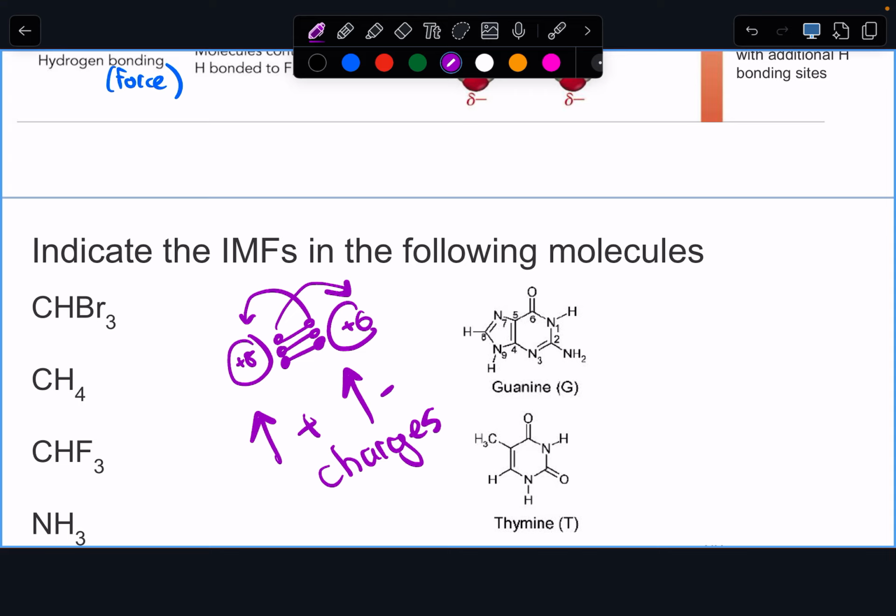So this is why when we heat something up, the CO bond doesn't break apart. It's very, very strong compared to slight little charges that exist between the molecules. So positive and negative attraction is what we're talking about. It's just how big are those positives and negatives.